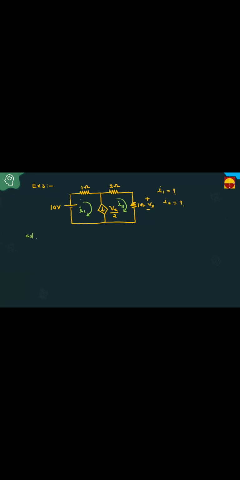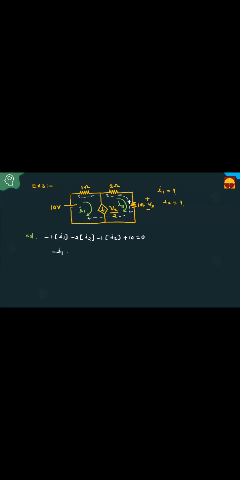Already they have given the current directions in the problem. Super mesh is nothing but combining two loops, two meshes. In this loop, what is the current? I1. This plus minus, minus 1 into I1. In the opposite direction there is no current here, there is no other loop. Okay, next, this is plus minus, minus 2 into, in this loop the current is I2, 2I2. Positive, negative, minus 1 into I2. Negative, positive, plus 10 equal to 0.